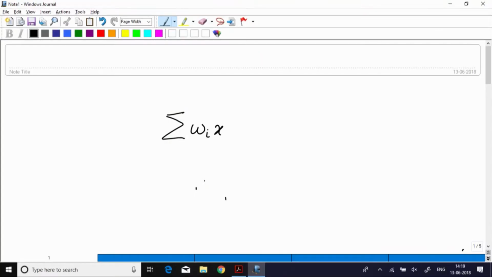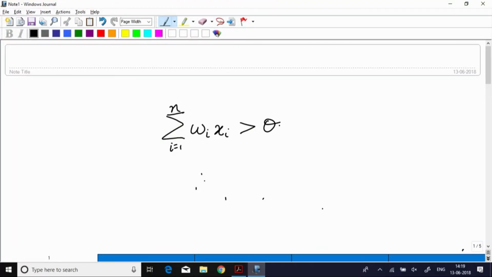So remember, the way the perceptron works is summation of w_i x_i, where i is equal to 1 to n. What are these n things? The inputs. What was n in our case? 3. We had these 3 inputs. If this is greater than theta, then y is equal to 1. Else y is equal to 0. That's how the perceptron operates. Now, can you tell me how this function looks? How does this function look?